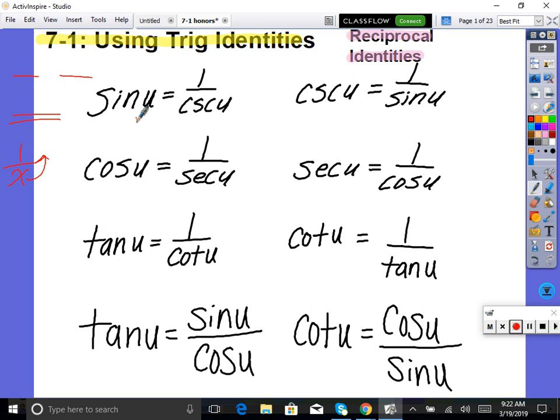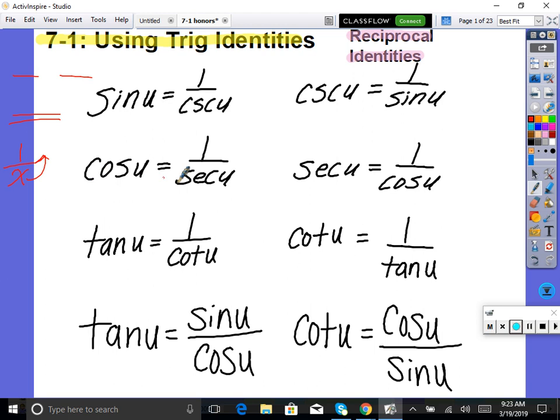So if I had sine u is equal to 1 over cosecant u, what would be more simplified? Sine. Now that doesn't mean that we're never going to take a sine of u and rewrite it as 1 over cosecant u. We might, but if we get to a final answer and we see this, we would change it up. Does that make sense?